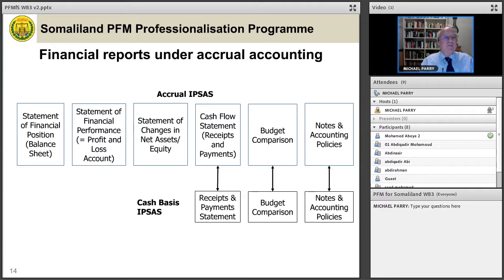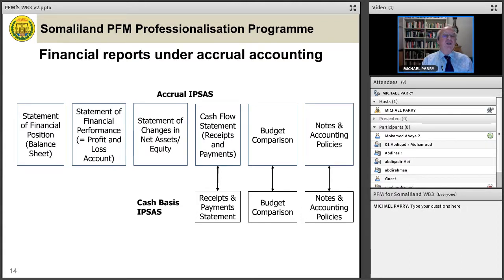Now, financial reports. You did look at this in the introduction to PFM, but I'll repeat again. Under the accrual IPSAS, there are a total of 6 reports that make up your annual financial reports. The statement of financial position, what's normally referred to as the balance sheet. The statement of financial performance, which is the same as the profit and loss account for a commercial entity, except of course the government doesn't make a profit or a loss, so it's called the statement of financial performance. Sometimes the statement of financial performance is called the operating statement. It means exactly the same thing.